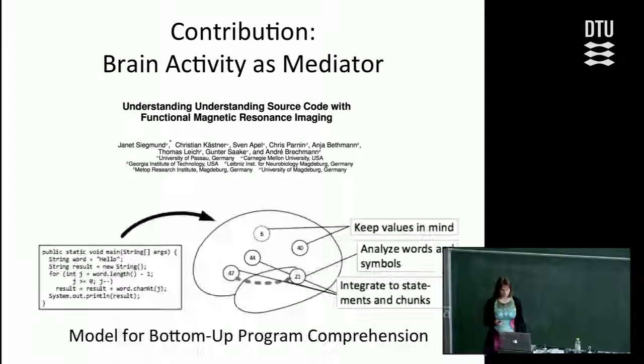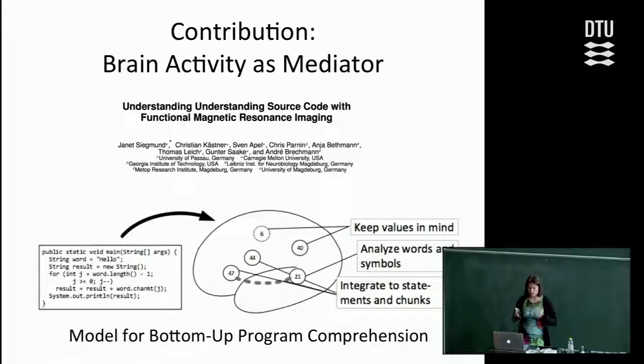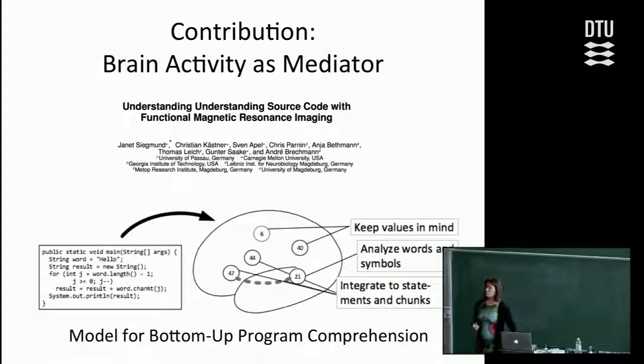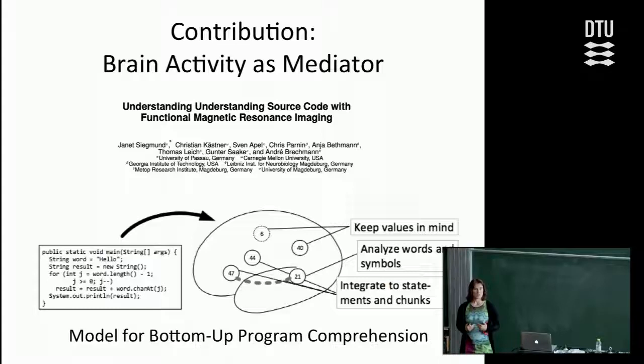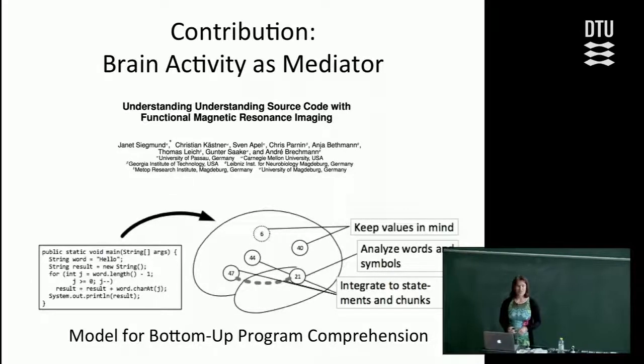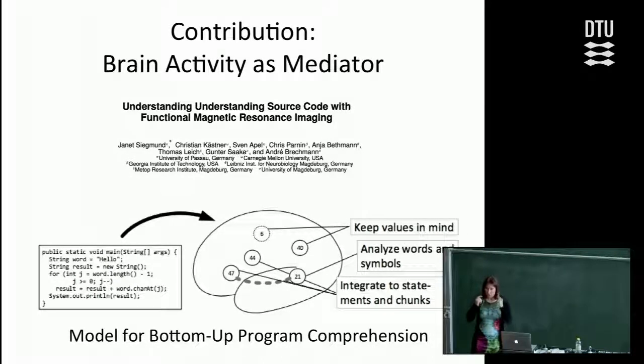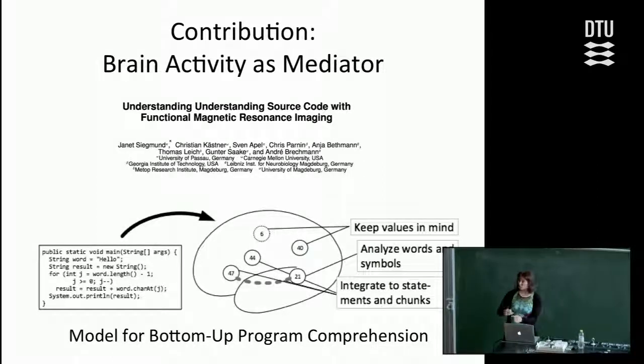Based on those observations, they also came up with a bottom-up model for program comprehension. That's not something which is fully confirmed. That's essentially the way they envision that program comprehension is taking place in our brain. According to this research, we are analyzing words and symbols, reading the source code, and then integrating that into higher-level pieces like statements and semantic chunks of source code. In parallel to that, there is also a memory needed in order to keep the values and the words in mind in order to understand what's happening in the program.